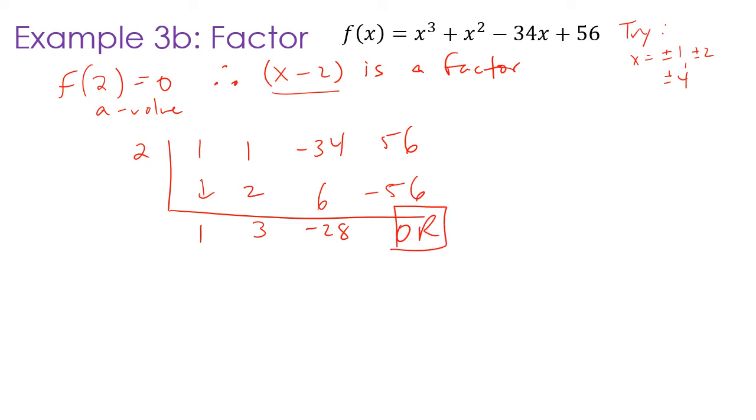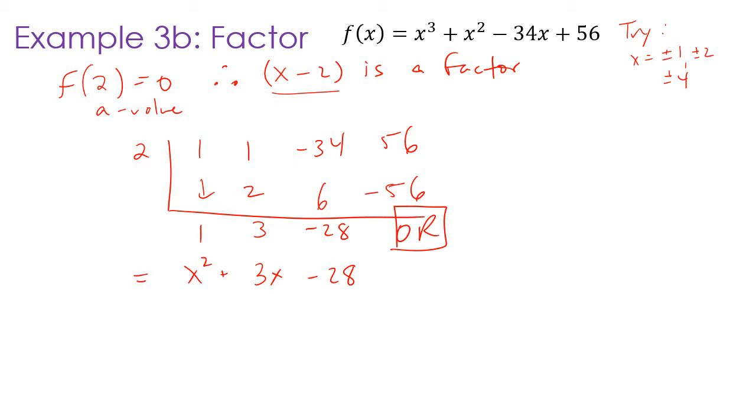That is your built-in self-check that your factor theorem worked, or that you know how to synthetic divide properly. If you don't get 0 remainder, that means you messed up somewhere. So we have 0 remainder. That means this is negative 28, 3x, and x squared.